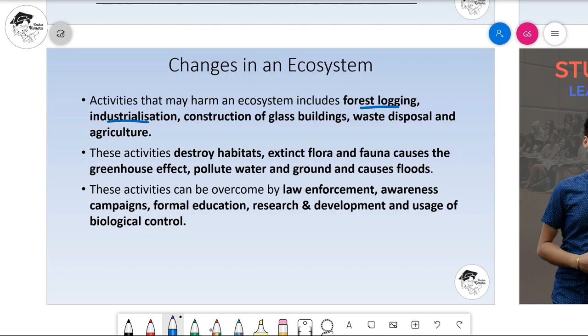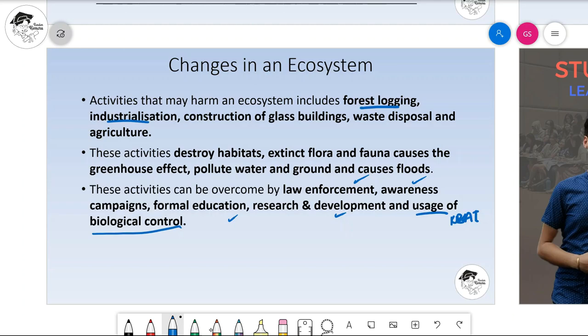Now, these problems can be overcome by law enforcement, awareness campaigns, formal education, research and development, and usage of biological control. Biological control is a good way because we learned earlier on, and this is for your KBAT application. And law enforcement, you already studied in chapter 1. Awareness campaigns, definitely, formal education, research and development.